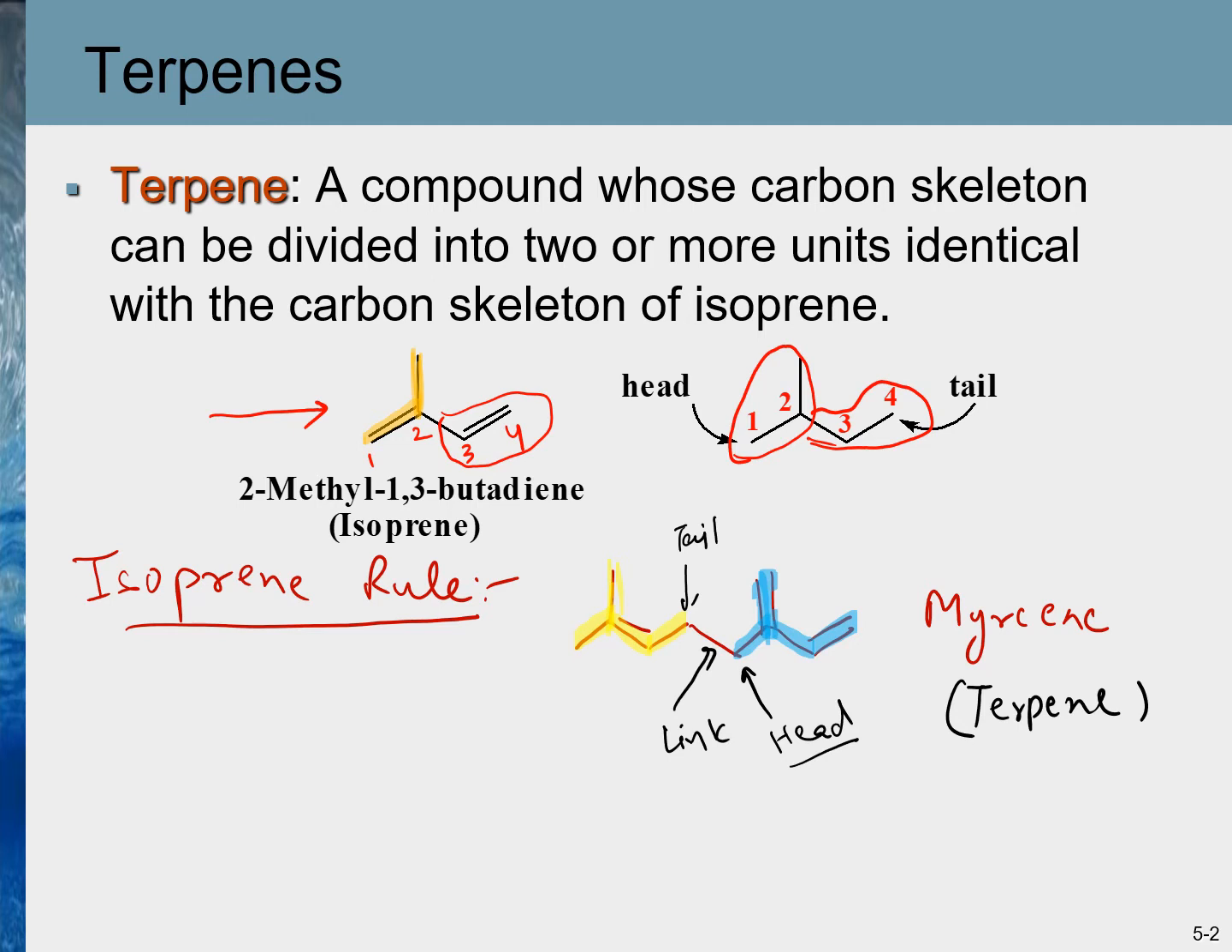Now, as isoprene is made up of 5 carbons, therefore all terpenes will be composed of multiple of 5 carbons. So in other words, sorry, 5 is isoprene, so terpenes could be made up of 10 carbons, 15, 20, 25, or any other multiple of 5.